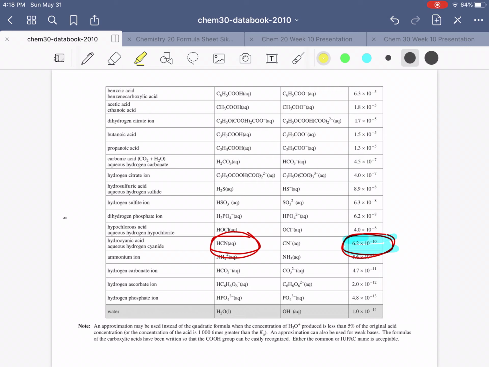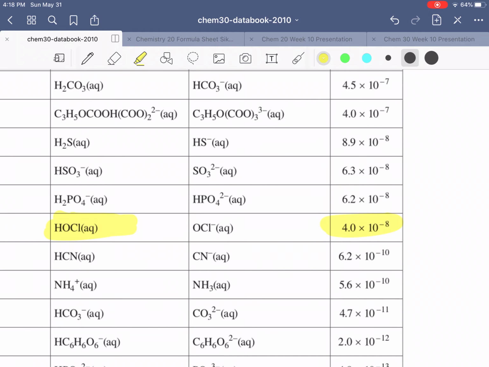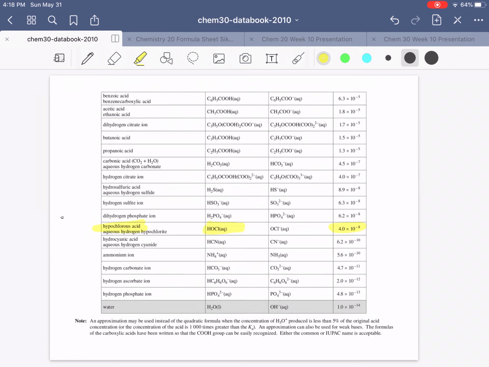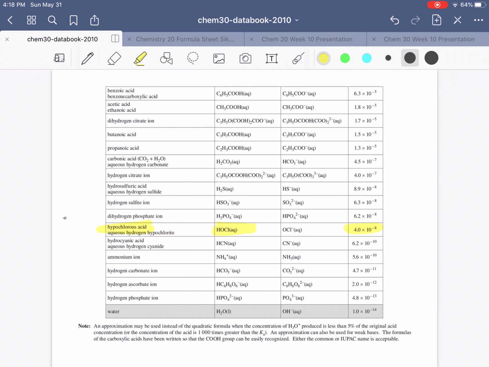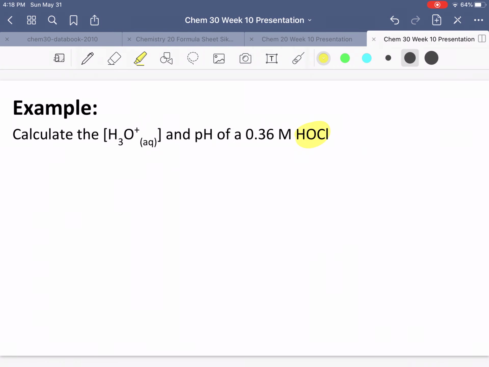Well, because I can go over here to my handy dandy formula sheet and I can start to look through things and see, oh, there it is, hypochlorous acid. And there is my Ka, 4.0 times 10 to the negative 8. It is not one of these 6 acids, therefore it is a weak acid, okay? That has to be your starting point. You need to look strong or weak to start.